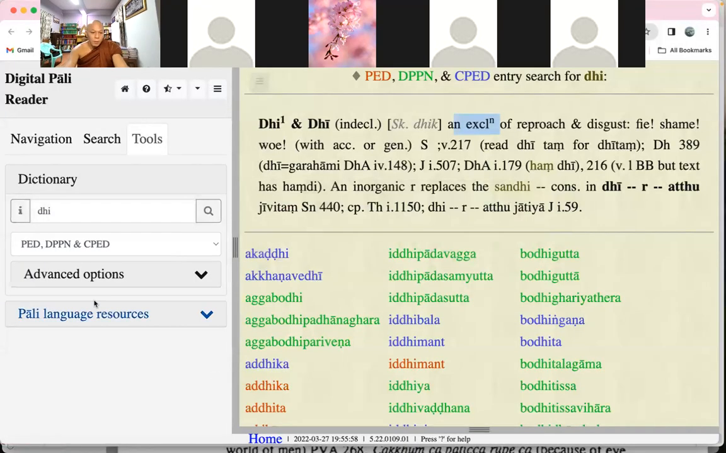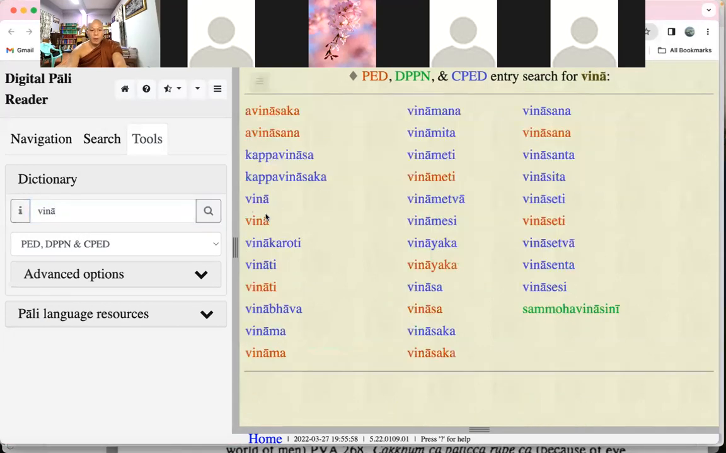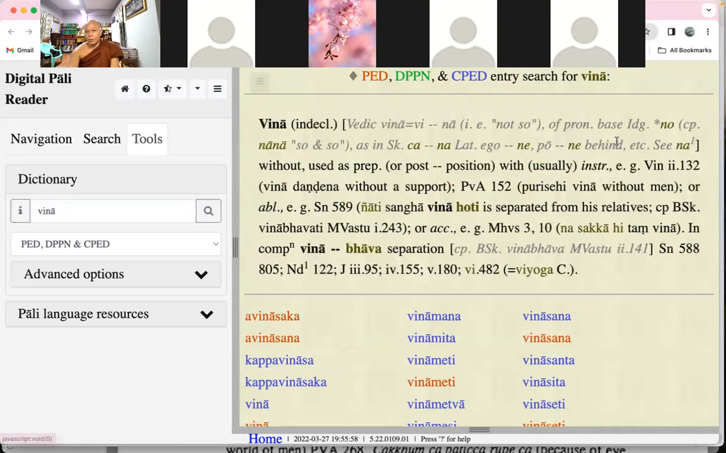Not only with the, you can see. So vina is an indeclinable, using as a preposition, or with maybe the instrumental, like dandena, without a stick. And also with the accusative case here, you see, with the accusative case, so where is it? So then vina, without him. And also the ablative case, but not including examples here.